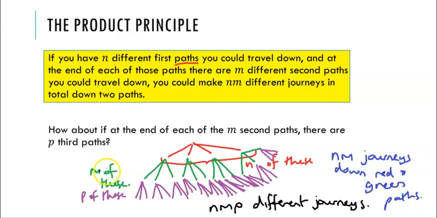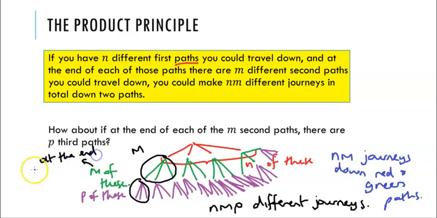Sorry, I should make it clear when I said m of these and p of these. It's m of these at the end of each of the red branches, and there are p of these at the end of each of the green branches. So m of these at the end of each red path. And there are p of these at the end of each green path.